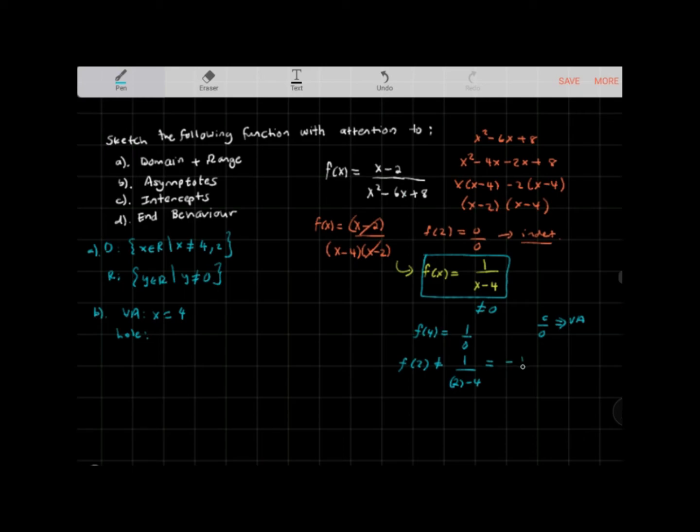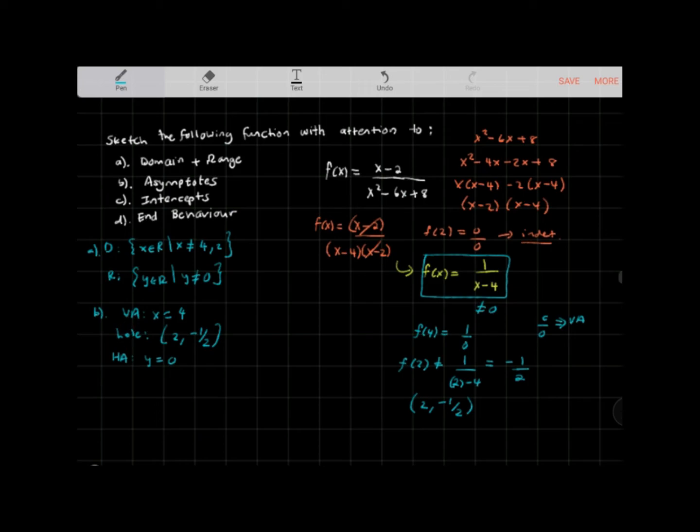And that equivalent y value here is negative 1/2, right? So 2 and negative 1/2 will not exist. So the hole here is at 2 and negative 1/2. Okay, so the hole will not exist, and we also have a horizontal asymptote at y is equal to 0. So keep that in mind.